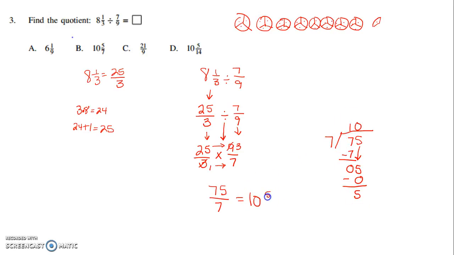10 5/7. If we took circles and broke each circle into 7 parts, we'd have 10 whole circles and 5/7 of another circle to get all the way up to 75/7. So when you divide that out, I get 10 5/7, and that is letter B. I hope that's helpful.